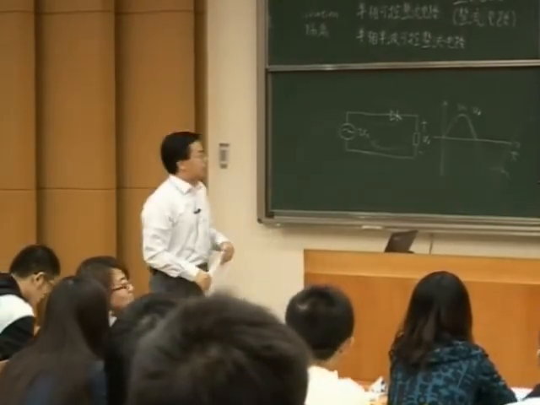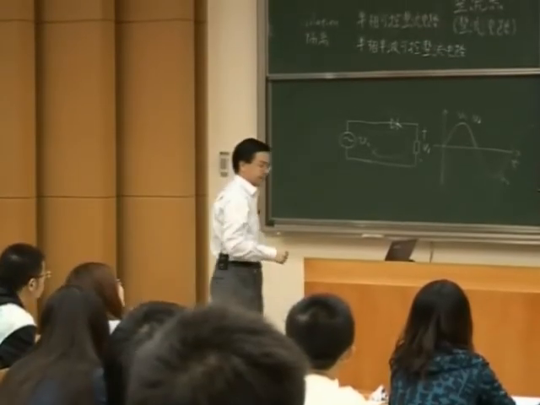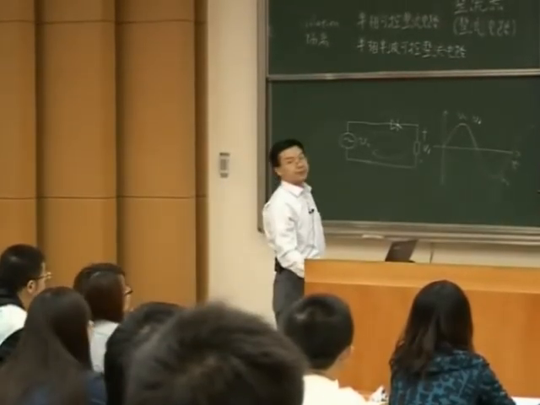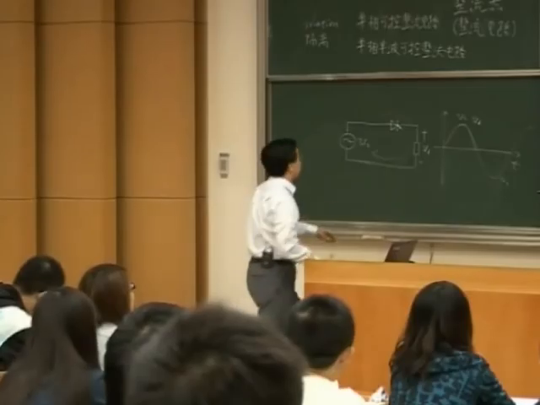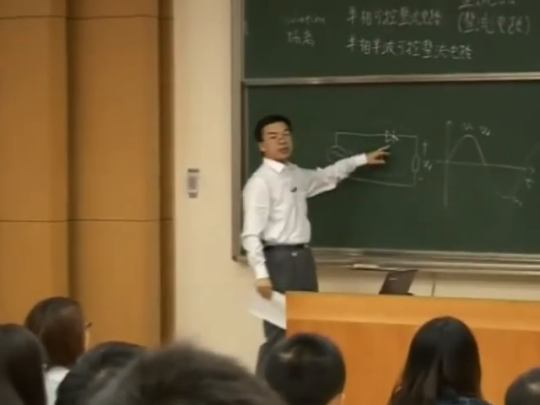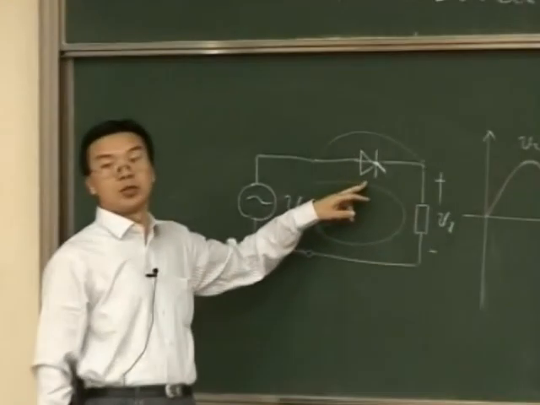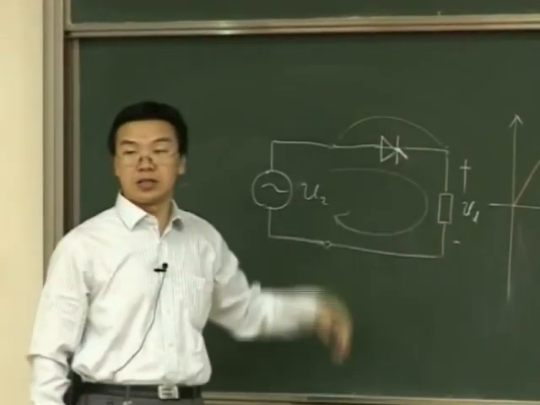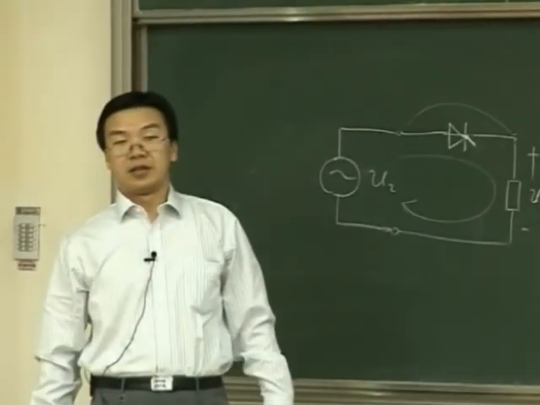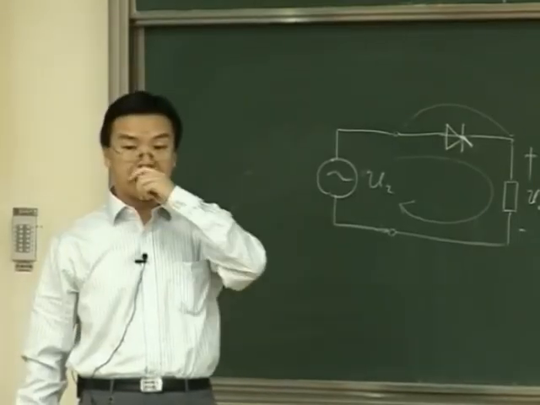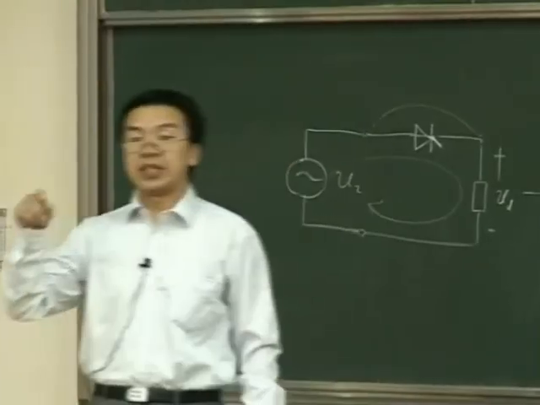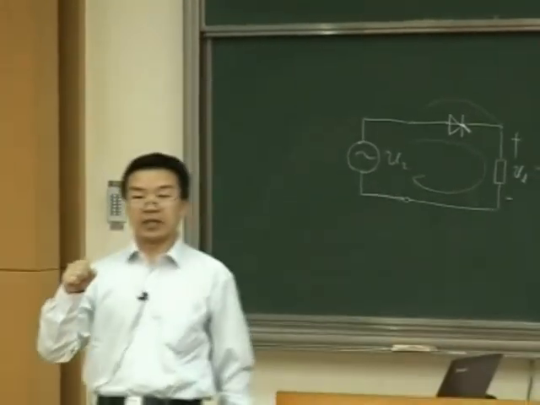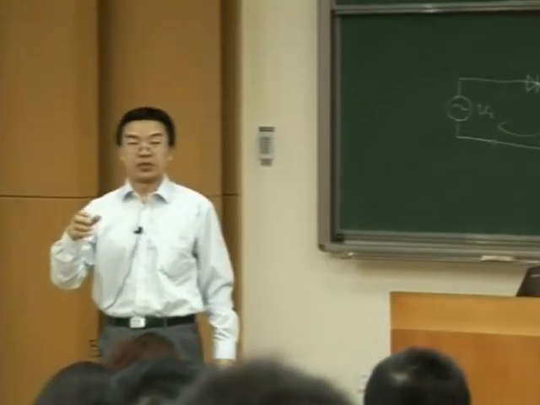Okay, when the input voltage is positive, although this thyristor has already been subjected to positive voltage, it's not turned on yet. It will only be turned on when we inject current into the gate of this thyristor.